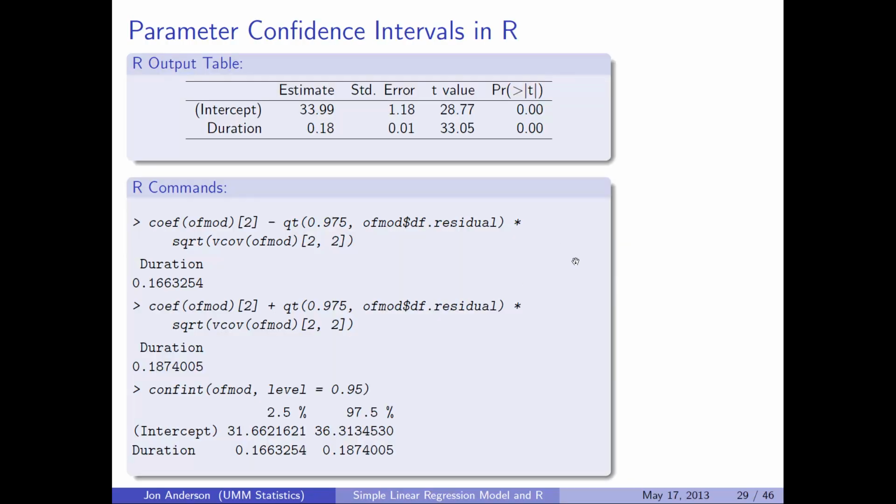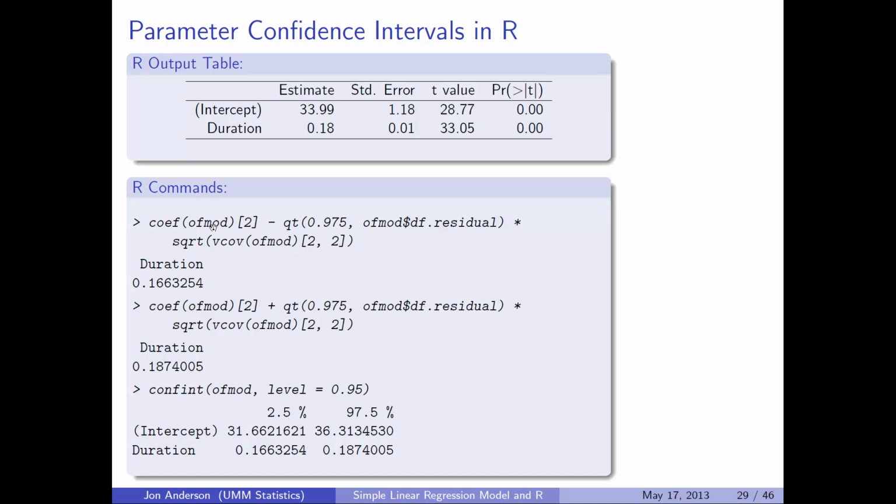So here is how we might do this and see this in R. You'll notice that in R we get an output table from a model. We've talked about the estimate column. We've talked about the standard error column. And then here is a value of a t-statistic. And then here are p-values that we'll need to talk about in this presentation.